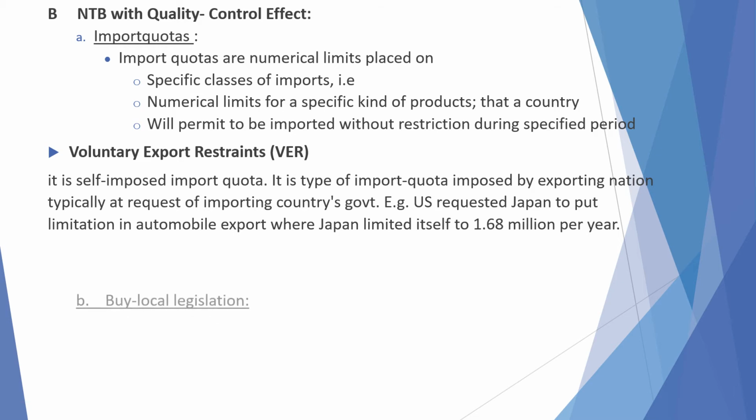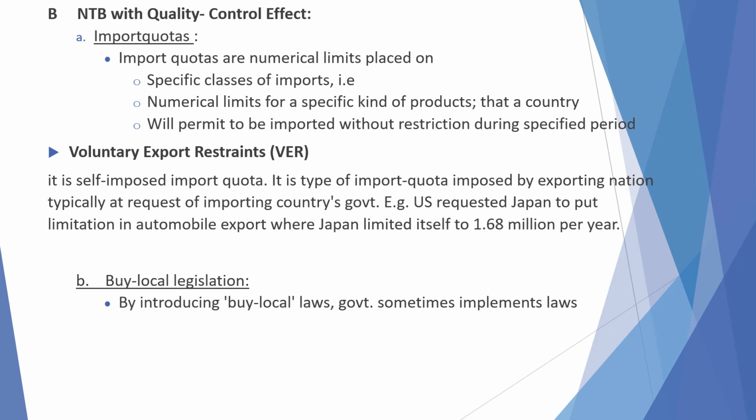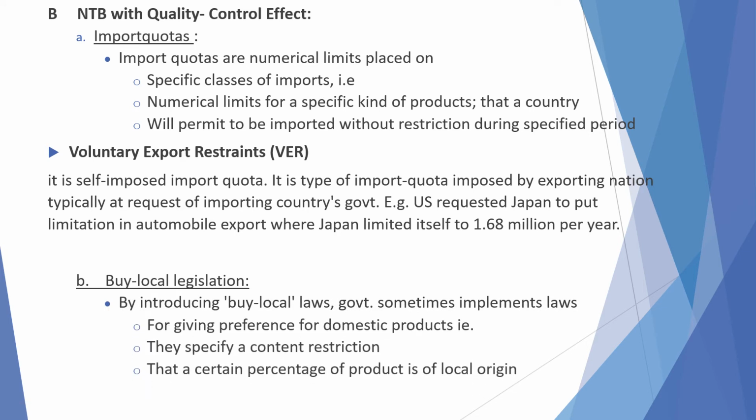Now we have buy local legislation, where governments sometimes implement laws giving preference to the domestic product. That is, they specify a content restriction that a certain percent of the product is of local origin.